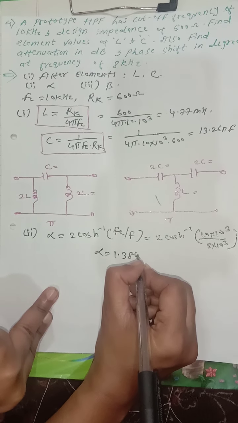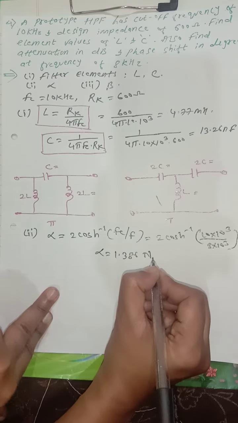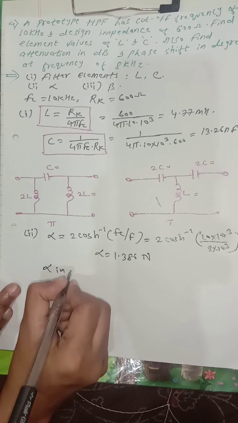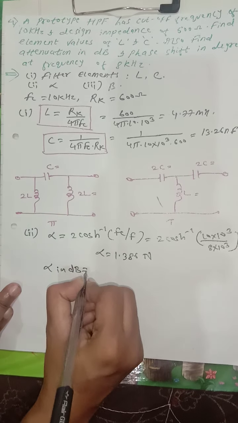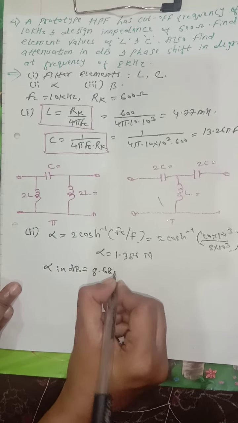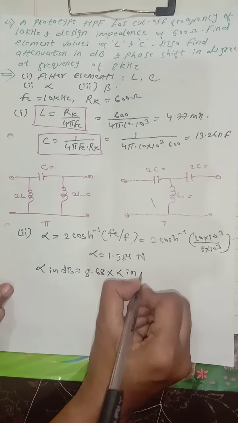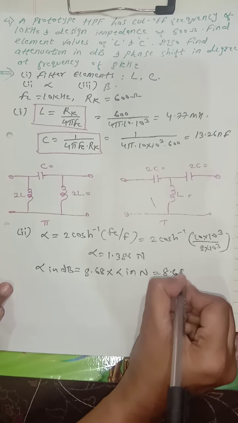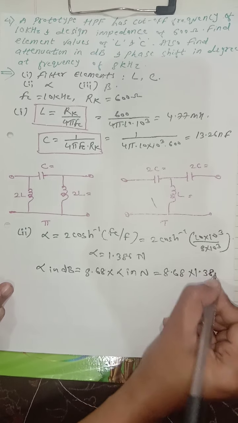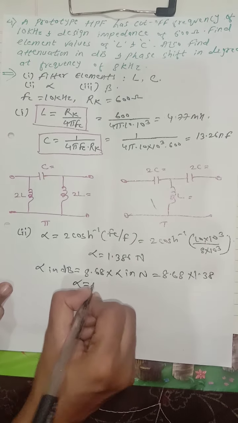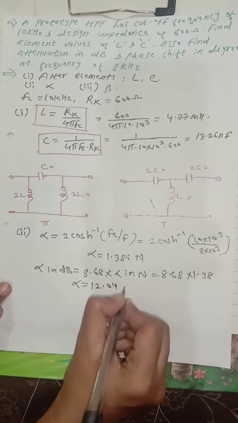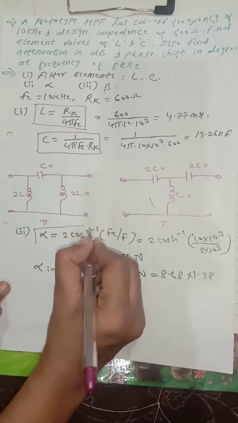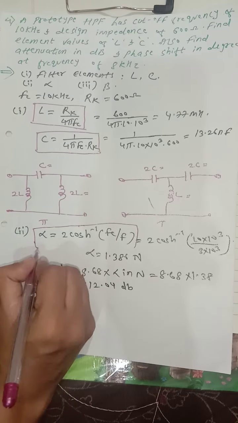1.386, that is in Nepers, denoted by N, that is nothing but Neper. But the question is to find the alpha in dB. So alpha in dB is equal to 8.68 into alpha in Nepers. So 8.68 into 1.386, you will find alpha is equal to 12.04 dB. So in short, this is the formula to calculate the attenuation constant in the high pass filter.